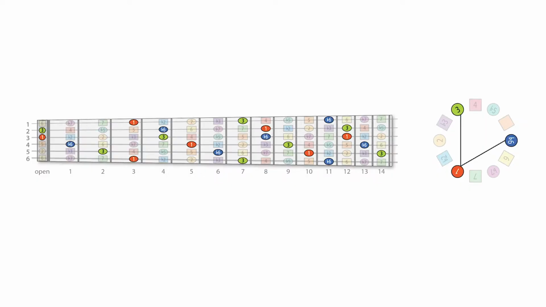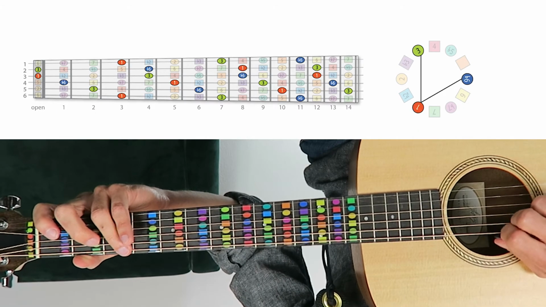Now let's play these notes in the key of G, where G, the red-orange circle, is 1, B, the yellow-green circle, is 3, and E flat, the blue-purple circle, is the flat 6. So we start on the 6th string, 3rd fret.